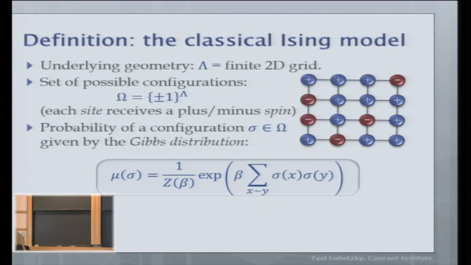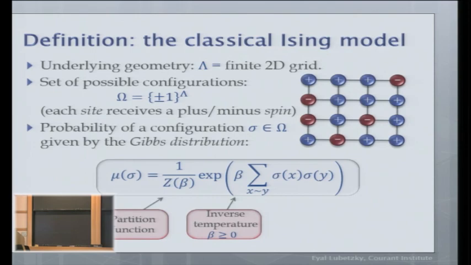external parameter beta. Beta tells you how much the system is going to punish you. It's going to be positive, like 0.1 or 0.2 or 0.3 or 10, and it tells you how much the system is going to penalize you for every disagreement. If you take beta to be 0, then this is nothing, and you get the uniform distribution. If you take beta to be infinity, then at 0 temperature, you're not allowing disagreements. So beta is the inverse temperature. This is called the partition function. This is the model. It's very simple.